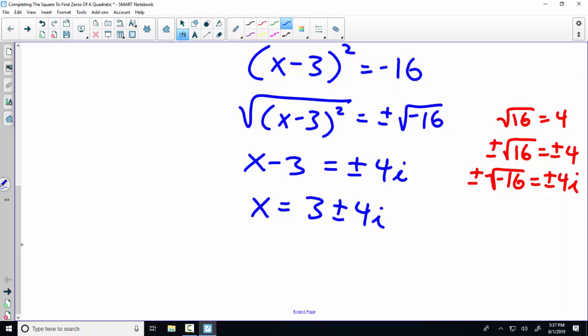They come in a complex conjugate pair. They are x equals 3 plus 4i and x equals 3 minus 4i. Because they're imaginary numbers, we can still say that they are zeros of the quadratic, but they do not correspond to x-intercepts. Only real zeros correspond to x-intercepts. So yes, we found the zeros. We win, but they are not x-intercepts.